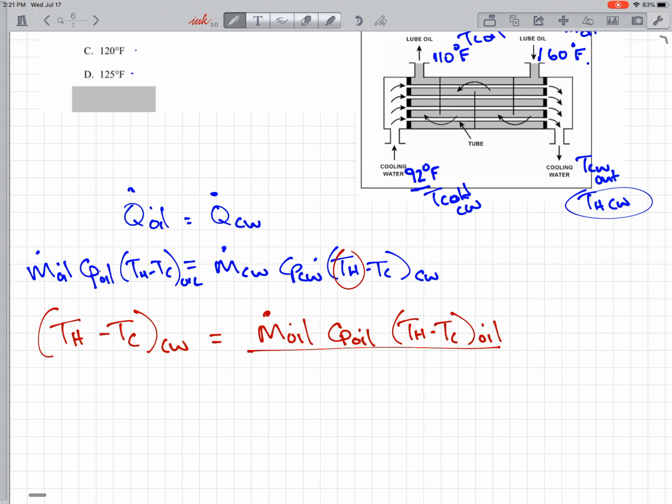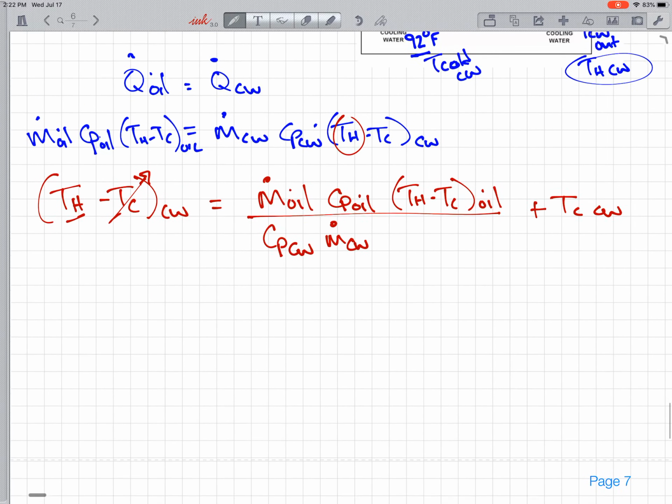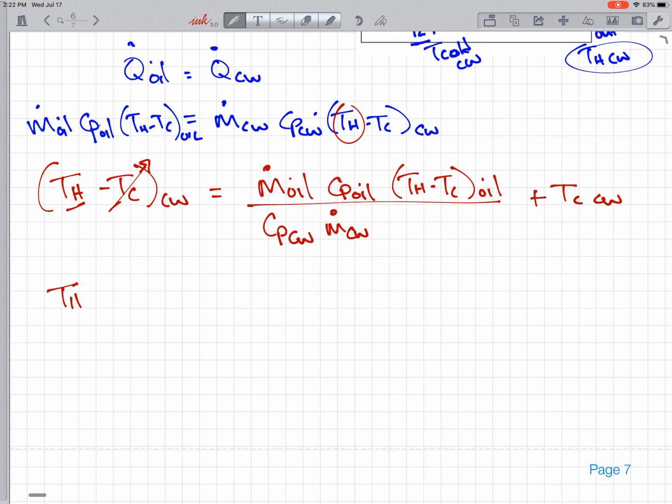All right. That divided by the specific heat capacity of the cooling water and the mass flow rate of the cooling water. Now, that is the equation for the delta T, but if I wanted to get the hot side of the cooling water, I would just add T cold of the cooling water. That gets rid of this right here, right? So, now we just plug numbers in.